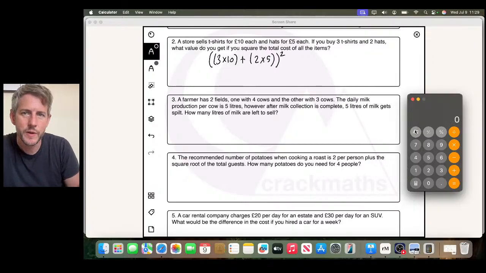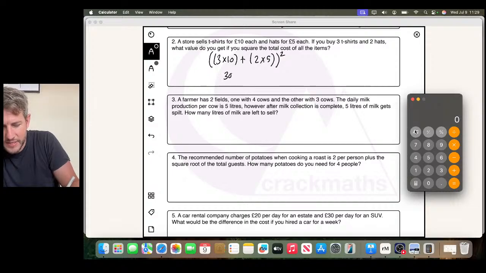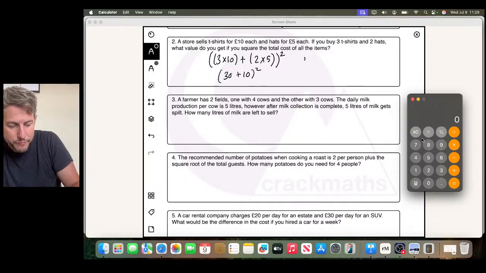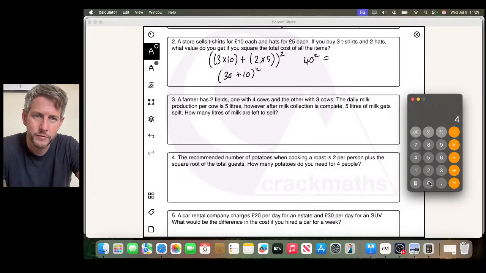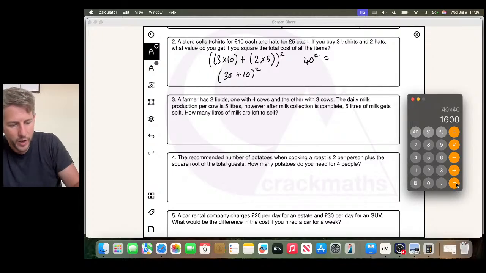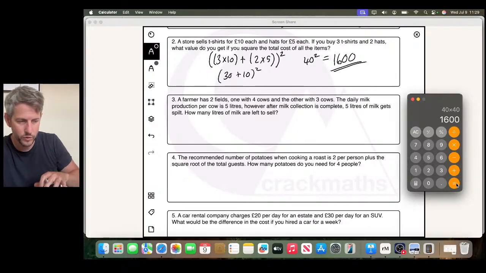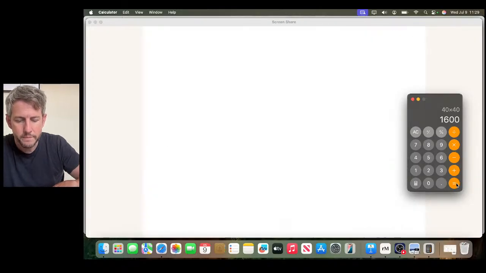So we can do here, 3 times 10 is 30, 2 times 5 is 10, so that becomes 30 plus 10, and we're going to square that. And then, so that's going to be 40 squared, okay, which I can do on my calculator, 40 times 40, and that will be 1,600.